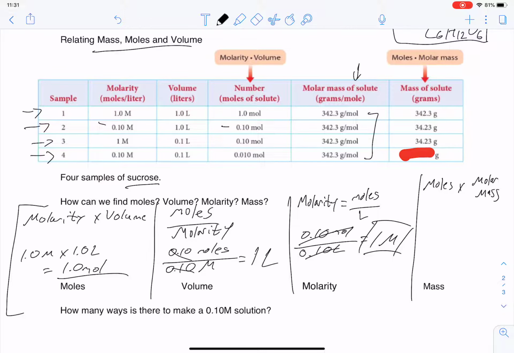Right, we've done this on tests and quizzes before. I know it can be confusing though when we have all of these other units and equations we have to work with, but this is how we get the mass or grams. So for sample 4, we take 342.3 grams per mole, and we multiply it by our moles, which is 0.01 moles. Those units will cancel, and if we do this, it should be 3.423 grams.